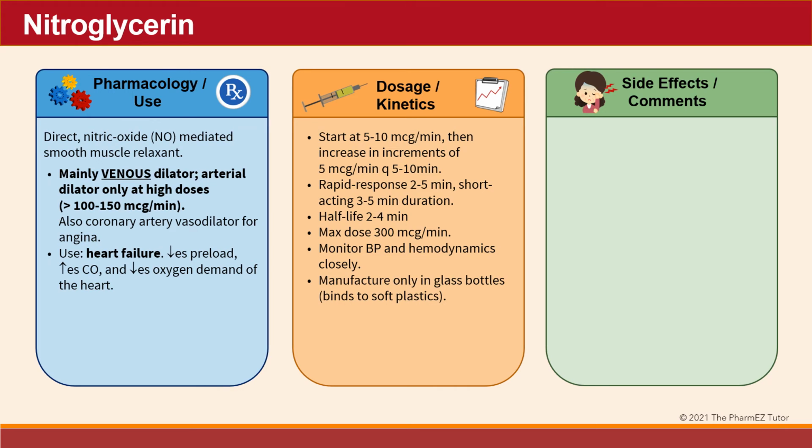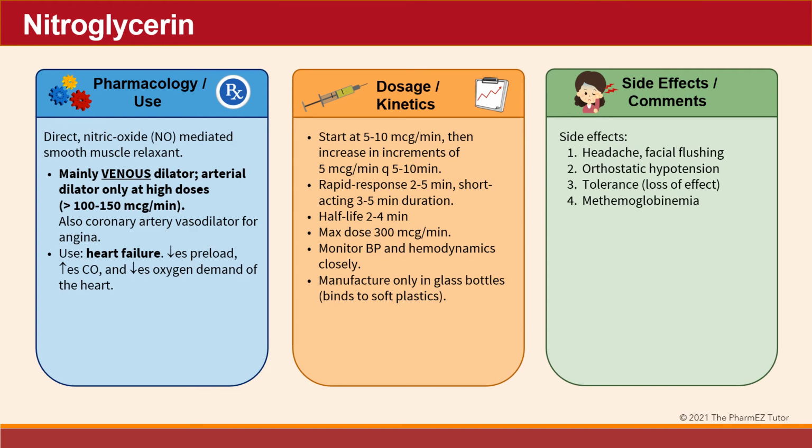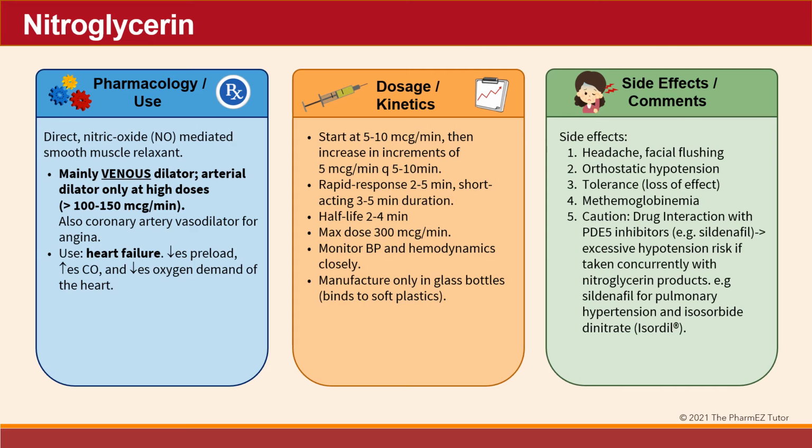Nitroglycerin should only be manufactured in glass bottles because it binds to soft plastics. Some important side effects of nitroglycerin include headache, facial flushing, orthostatic hypotension, tolerance or loss of effect, and methemoglobinemia. One important drug interaction of nitroglycerin is with PDE5 inhibitors such as sildenafil. Excessive hypotension risks if taken concurrently with nitroglycerin products, for example, sildenafil for pulmonary hypertension and isosorbide dinitrate or Isordil.